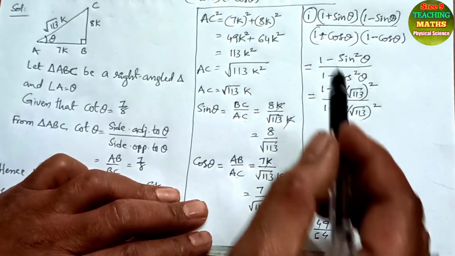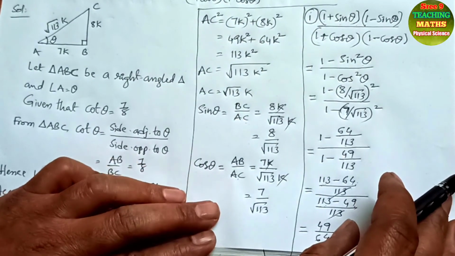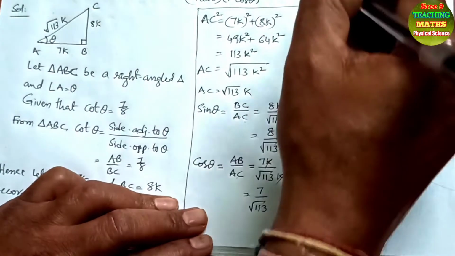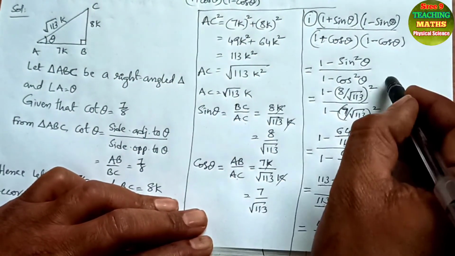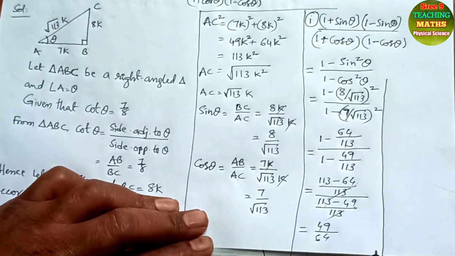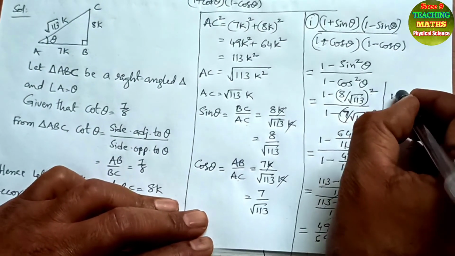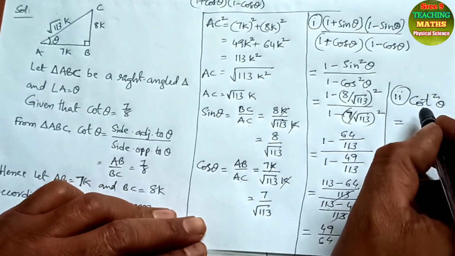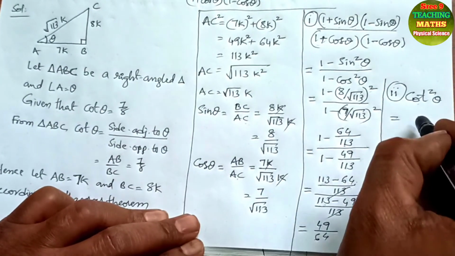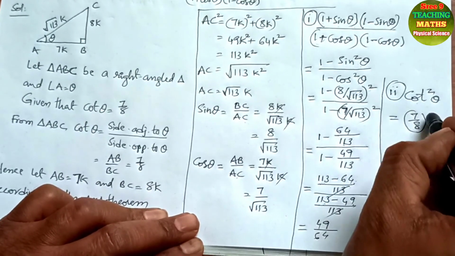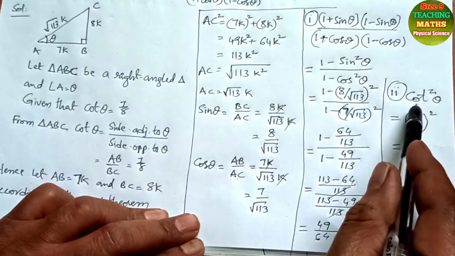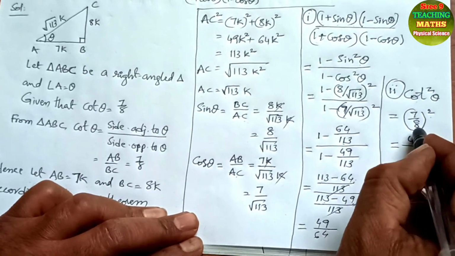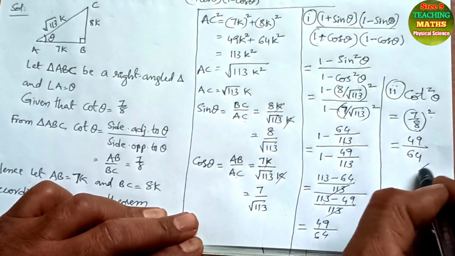Okay, now let us find cot theta. Cot theta is already given, cot square theta is what is in the question. Here we will write its value. Second one, cot square theta is equal to, what is cot theta? Cot theta is already given as 7 by 8, and it is getting squared. So 7 whole square is 49, by 8 whole square, which is 64.